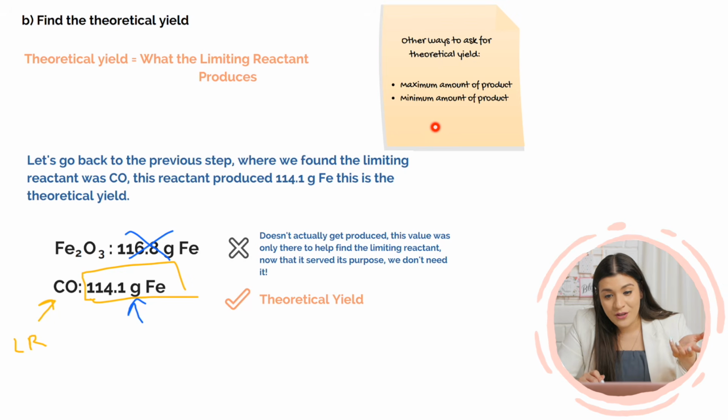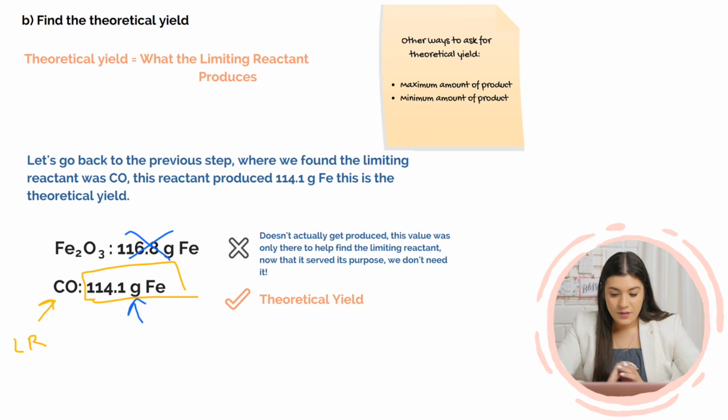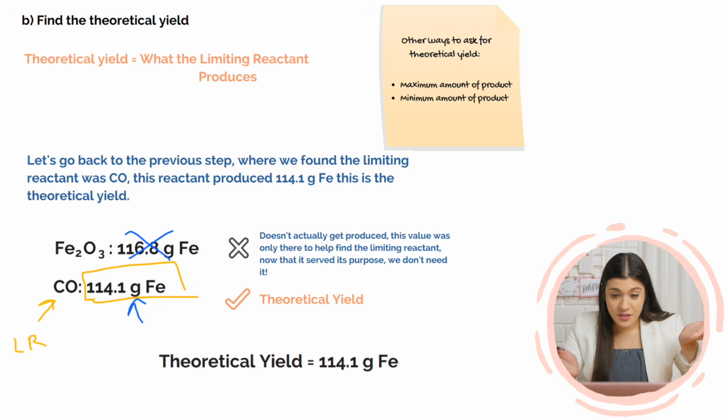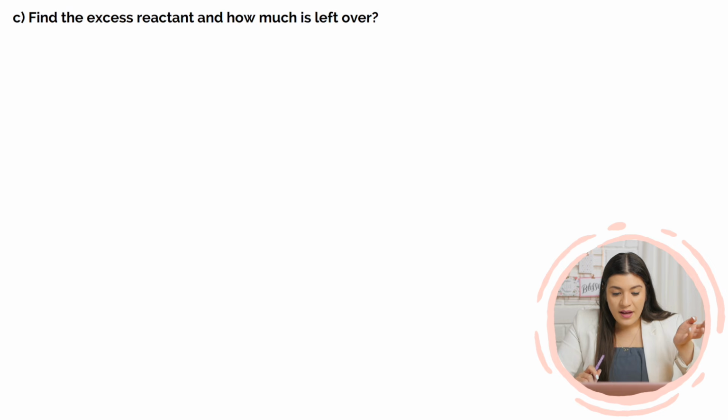They're trying to trick you when they're stating that. All right, so if you want to make a little note of that, just letting you know whenever they're asking for the maximum amount of product, they're asking for the theoretical yield, or even the minimum amount of product. So that's our theoretical yield. I'm going to keep going.